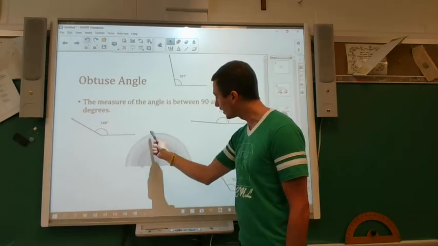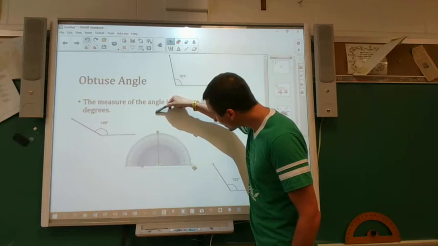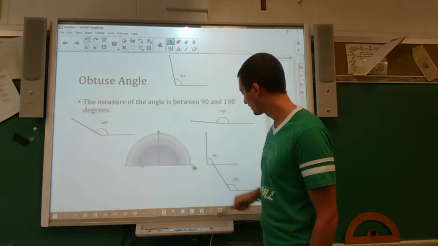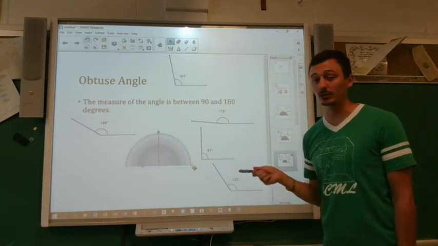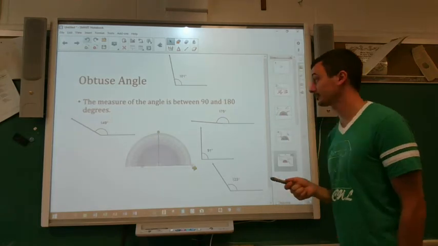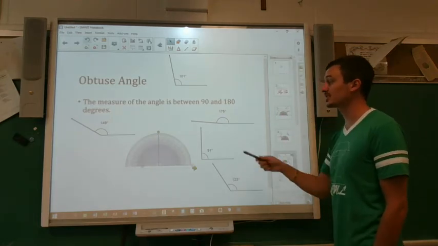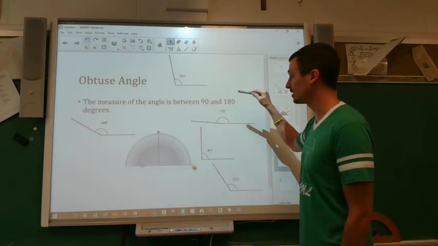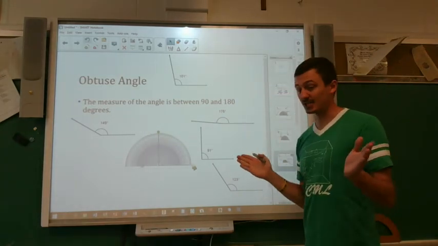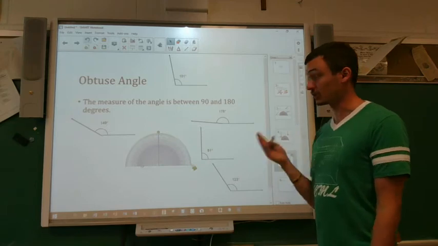I can make it up to right there. This is a 91 degree angle. 91 degrees is still an obtuse angle because it's bigger than 90 degrees. So as long as it's between 90 and 180 degrees, it cannot be 90, it cannot be 180. It has to be between them. That's an obtuse angle.